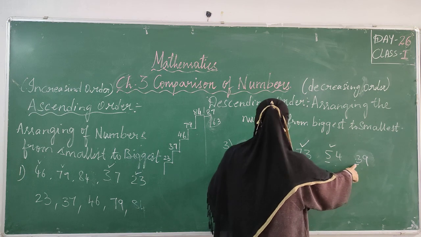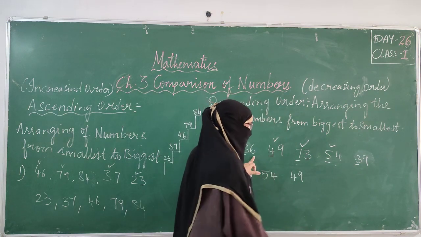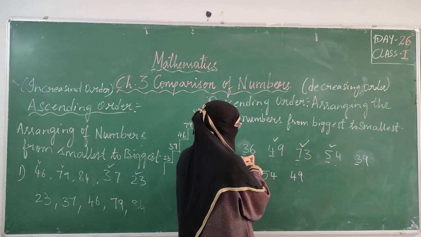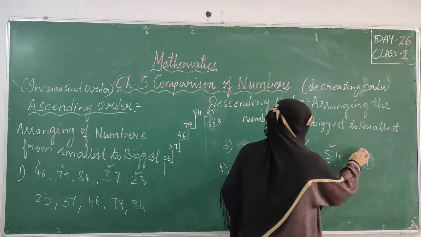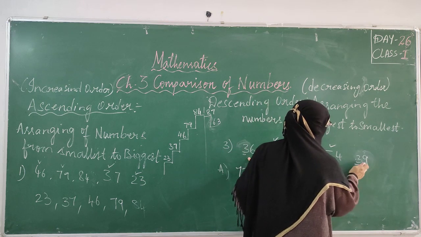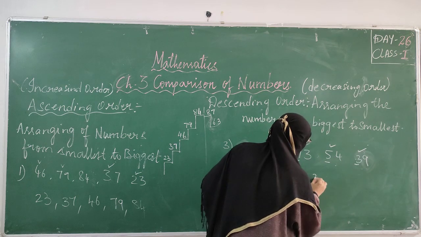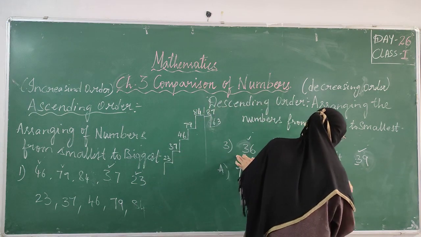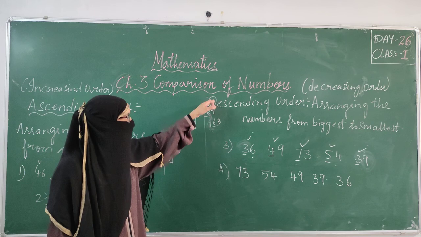Now here it is 3, here it is 3. So again the number in the tens place is the same, 3 and 3. So we have to check the number in the ones place. Here the number in the ones place is 6. Here the number in the ones place is 9. Which is bigger? 9 is bigger. So what is that number? 39. And the last number will be the leftover number, 36.